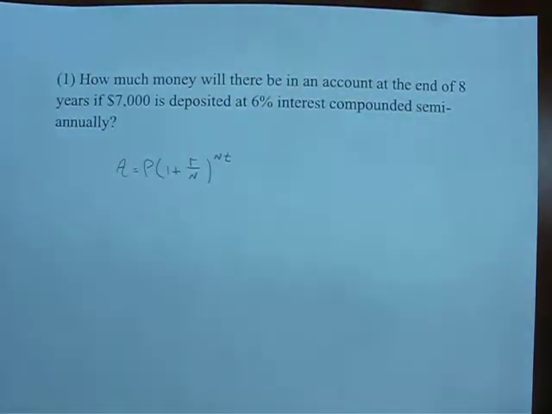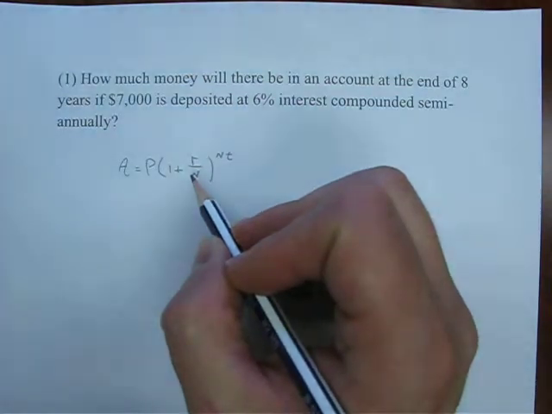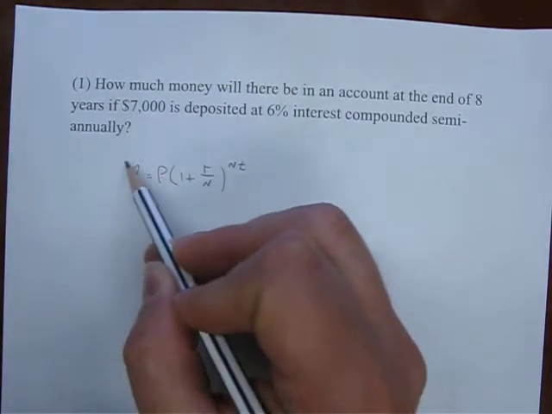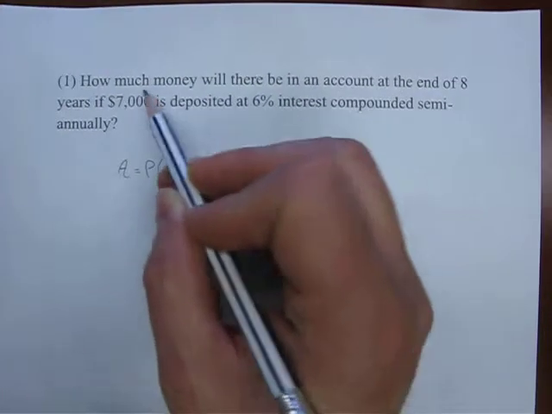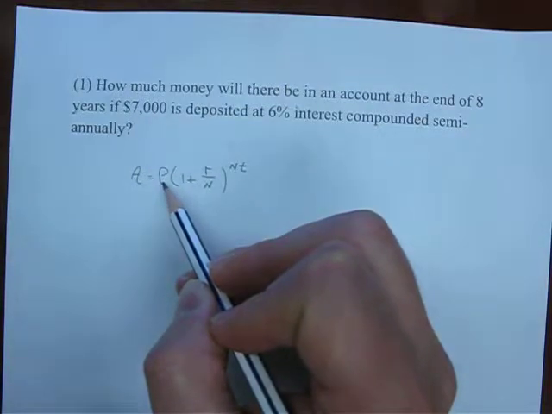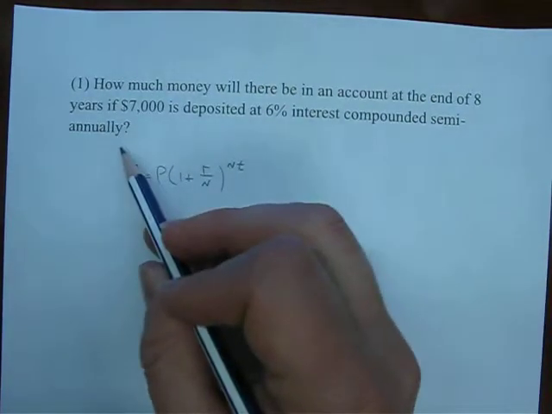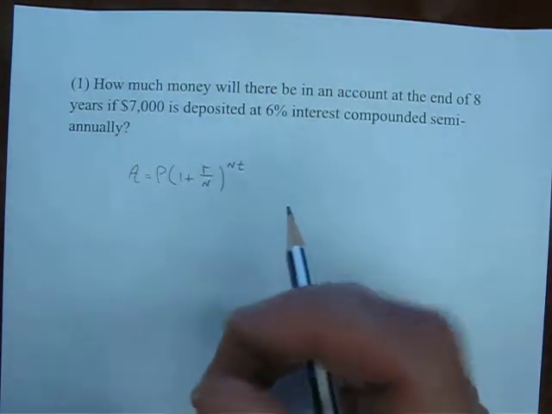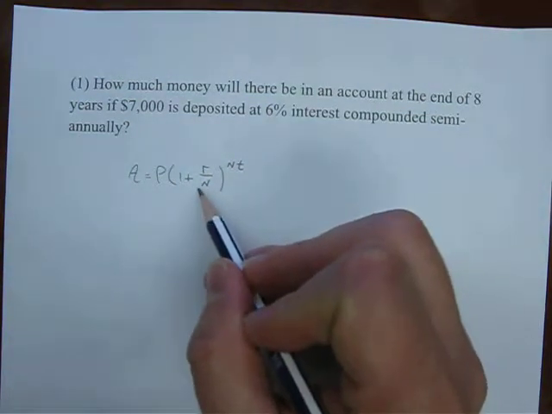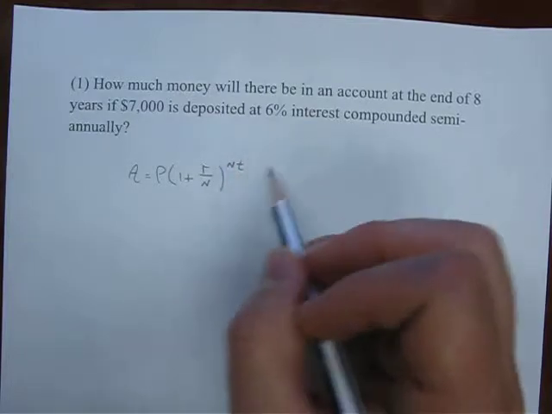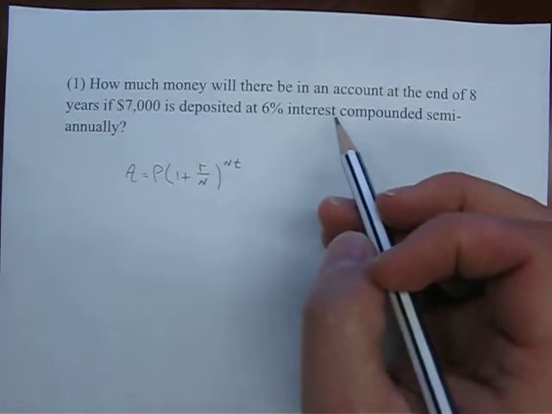And I guess out of the context of this formula, we'll have to figure out what everything is. Okay? So how much money will there be, that's going to be this A number. $7,000, that's what we start with. 6% is the interest rate. Semi-annual would mean we compound the interest twice a year, so that would make N equal to 2. And T, the length of the investment, the time the money is left to cook and earn interest, is going to be 8 years. All right.